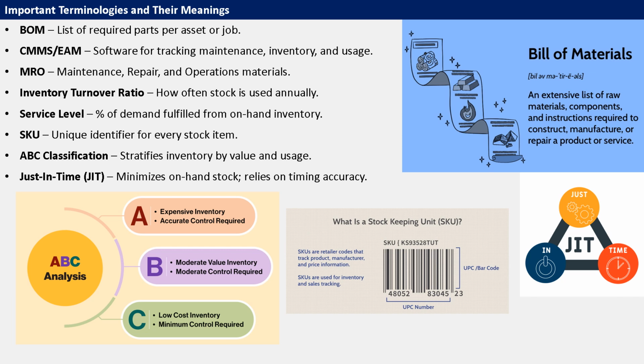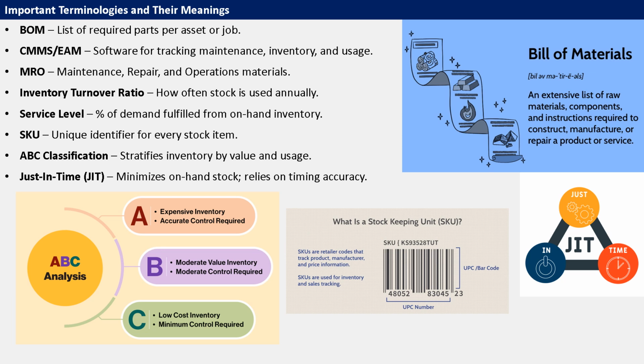CMMS, Computerized Maintenance Management System, or EAM, Enterprise Asset Management, software is used to track maintenance work, inventory levels, reorder points, and part histories. These systems ensure that inventory data is accurate and aligned with operational needs.